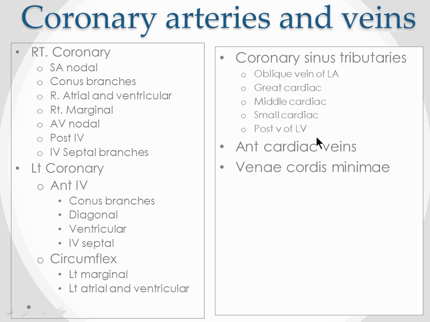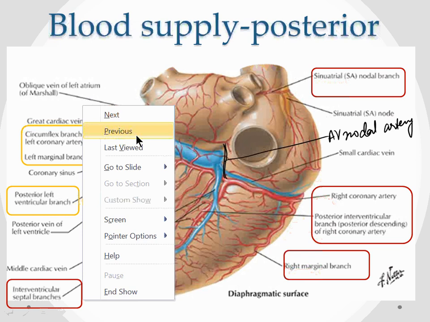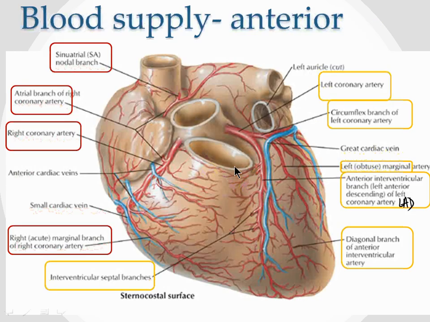So here we are giving you the coronary arteries and veins branches. Conus branches are those branches which are right at the beginning, which supply the region near the pulmonary trunk. The conus branches are these branches which are going towards the pulmonary trunk. You see these? These are called conus branches. So just in case you're confused, these branches are known as conus branches. Okay?